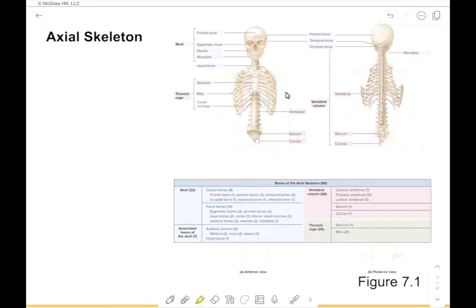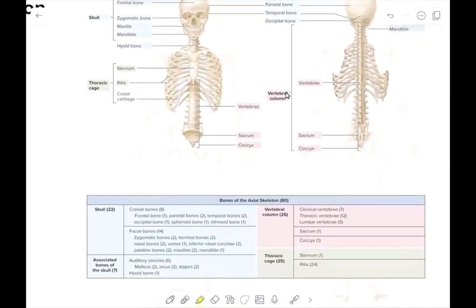So the axial skeleton is including the bones that we see here. There are a total of 80 bones, and you should know the breakdown of each of them. Within the skull, there are a total of 22 bones, 8 of which are the cranial bones. This is what is commonly thought of as the skull cap and includes the frontal bone, parietal bone, temporal bone, occipital, sphenoid, and ethmoid bone. The numbers that are in parentheses here are telling you how many of each of those bones we have.